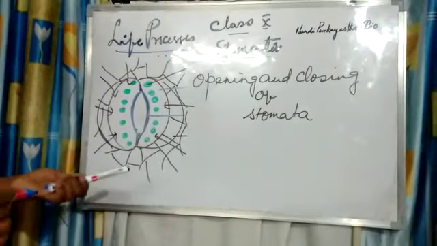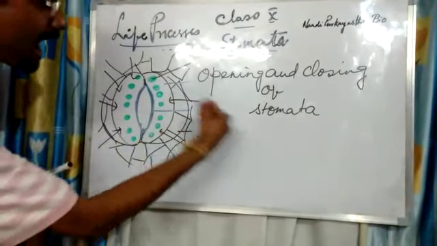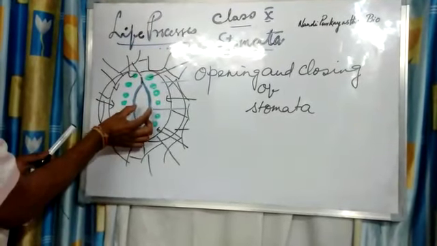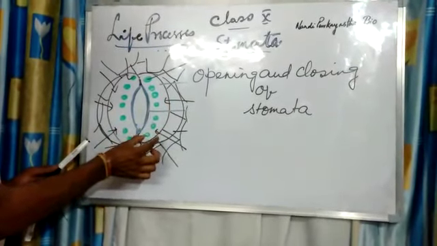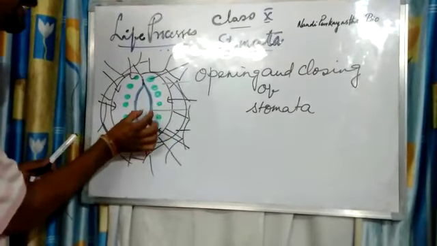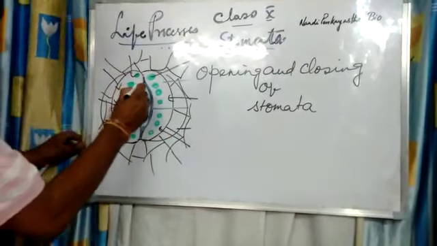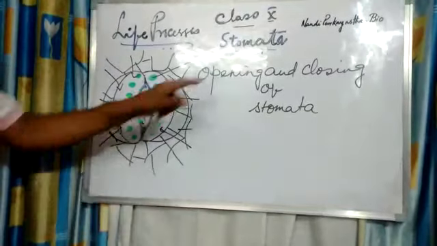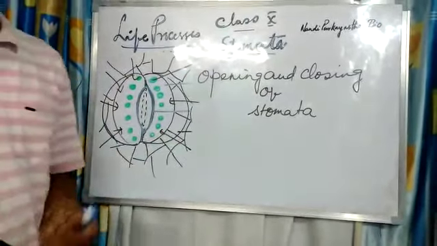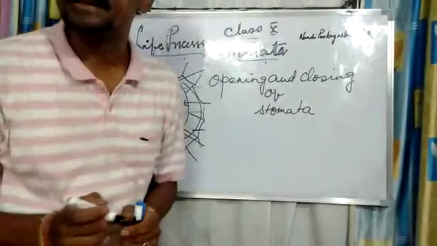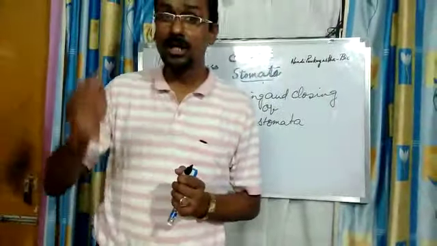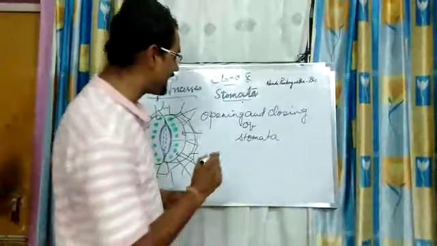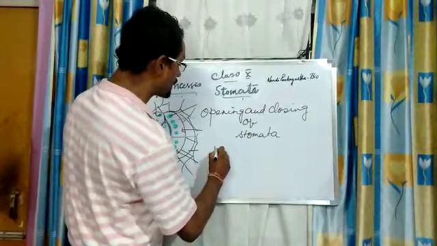Now once the water moves out, what happens? The guard cell no longer has water. It comes back to the original position and the stomata closes again. So opening and closing of stomata are due to a number of reasons. Keep in mind, but in your class 10 standard, keep in mind one thing, that it is due to water.